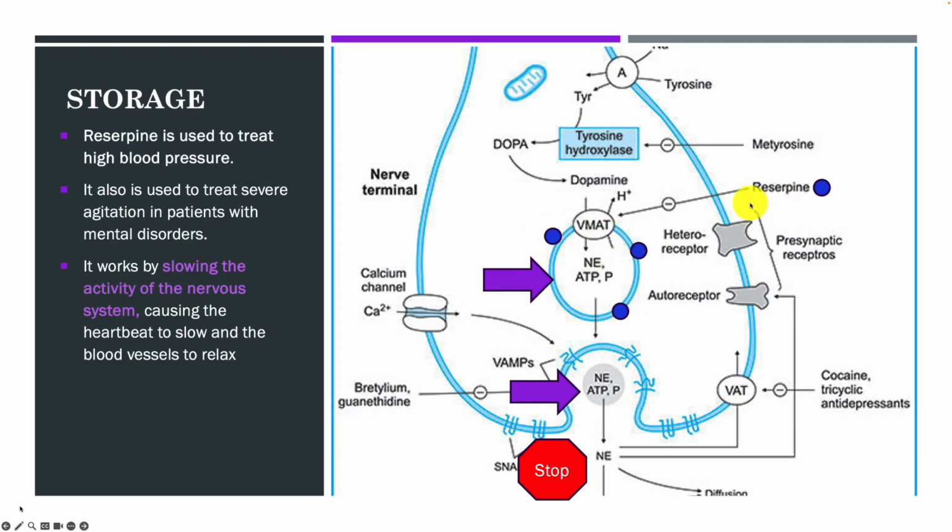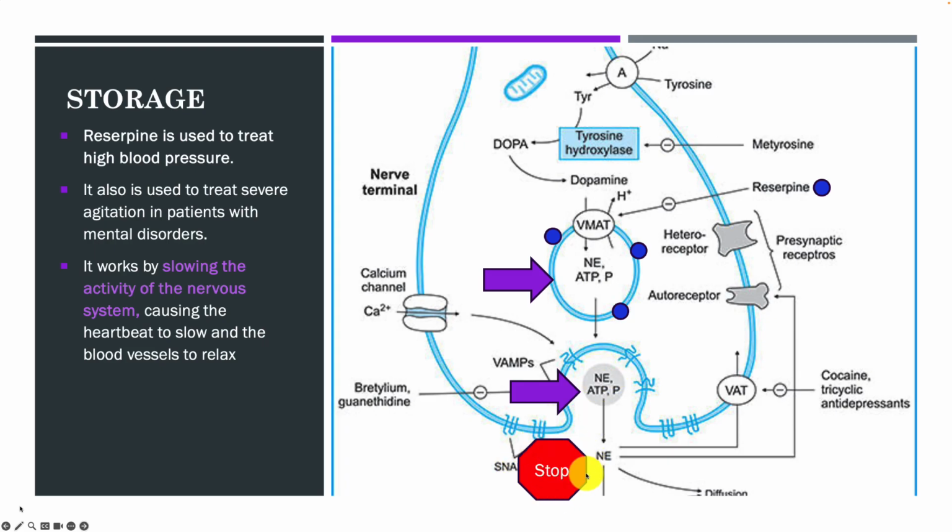Well, what this particular drug does is this is going to be an antagonist. This is going to slow down how much norepinephrine can be put inside of a neuron's vesicle. And it's also going to slow down how much of that norepinephrine can be secreted.